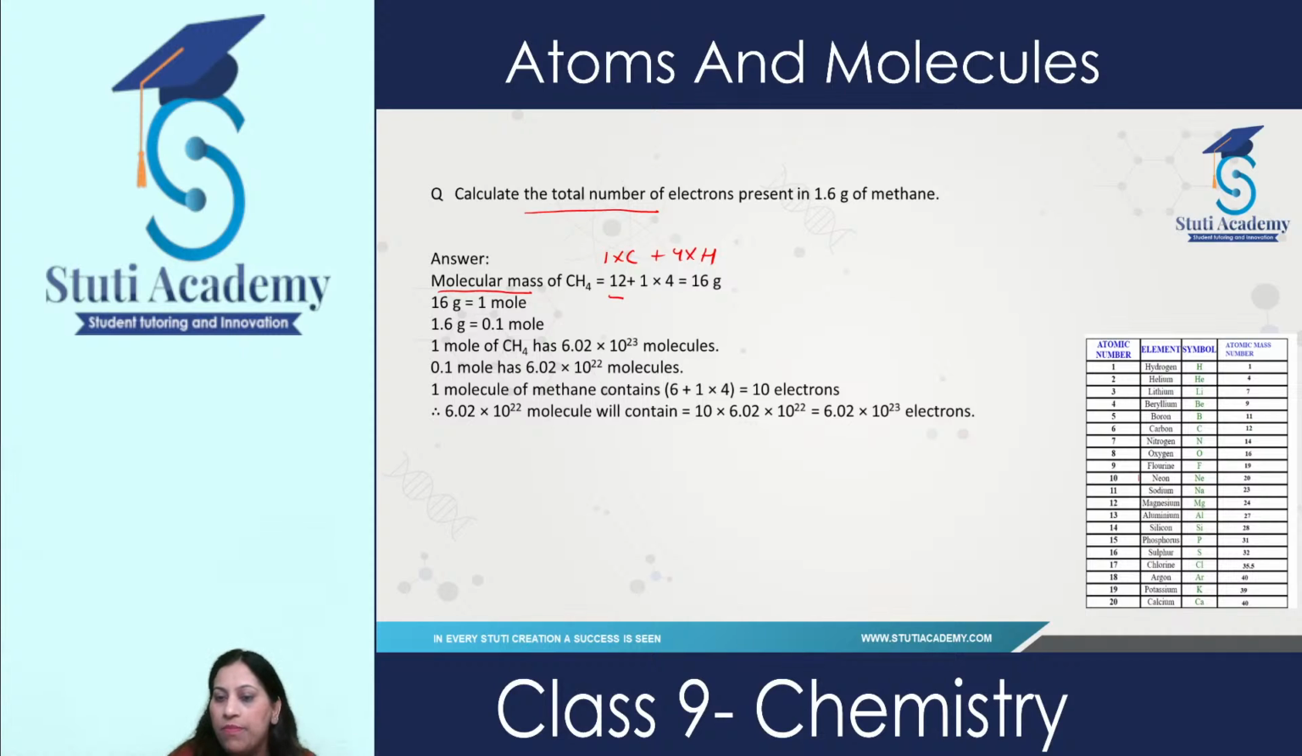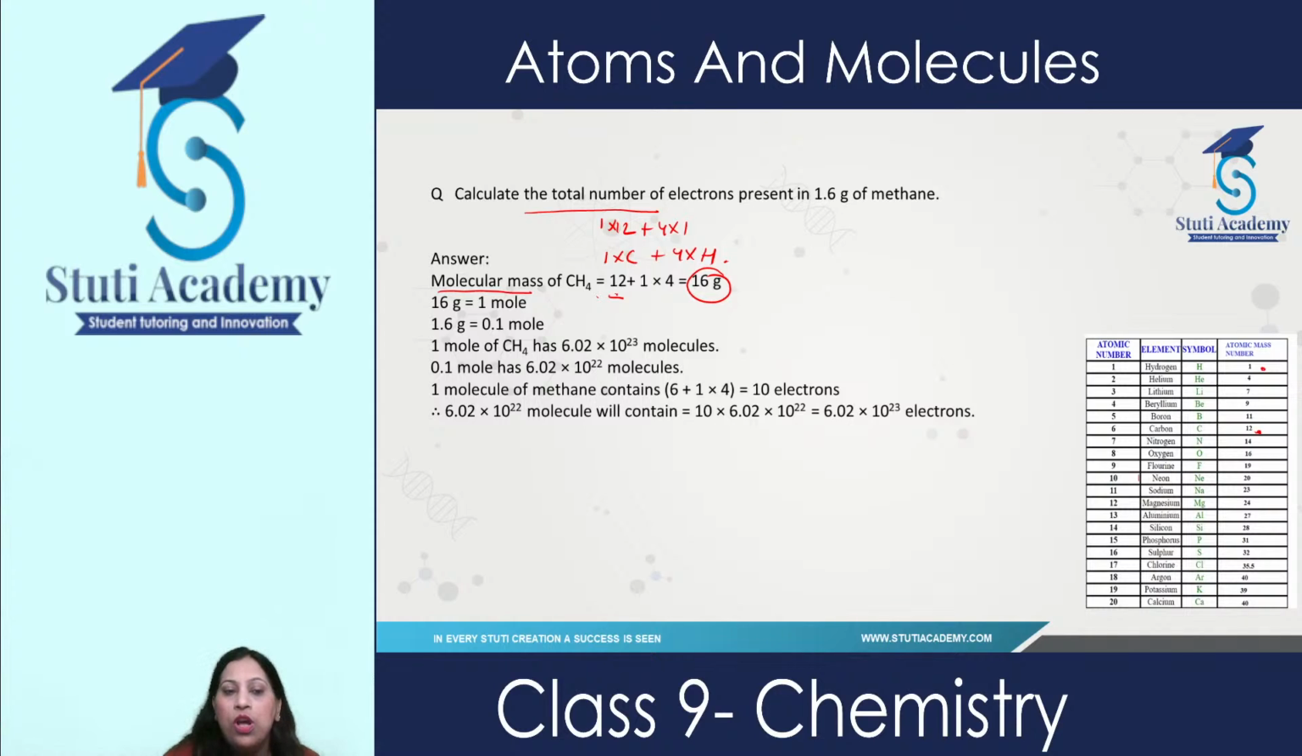So atomic mass of carbon is 12. Look at this table, and atomic mass of hydrogen is 1. So we'll write 1 into 12, you can write like this, or 4 into 1, and we'll get 16 gram. So 16 gram is the molecular mass of methane, and 16 gram of this methane is equivalent to 1 mole, and 1.6 gram is equivalent to 0.1 mole.